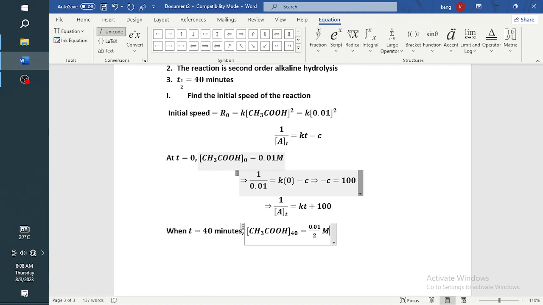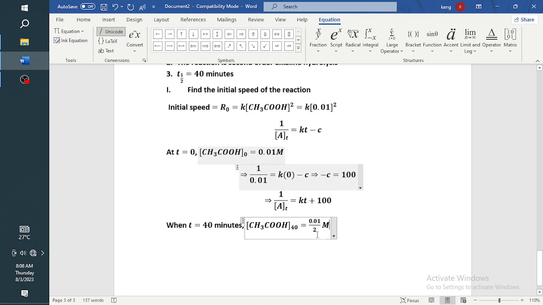Alright, so from there now, I'm not going to complete the equation. I don't have a calculator close to me. So all you need to do is come back to this equation. You replace your concentration here with 0.01 divided by 2. You replace T here with 40 minutes. Just leave your answer in per minute at the end of the day, in minutes even. And then now you find K.